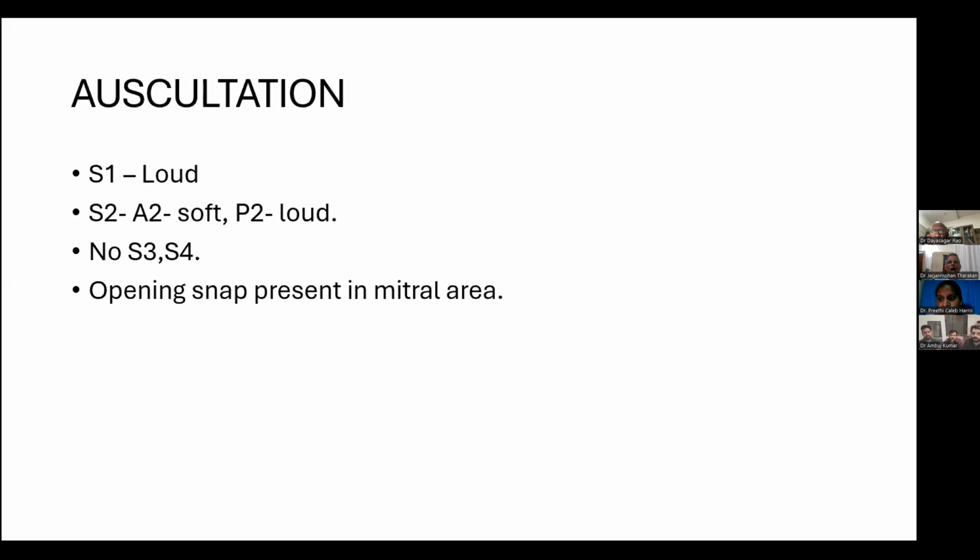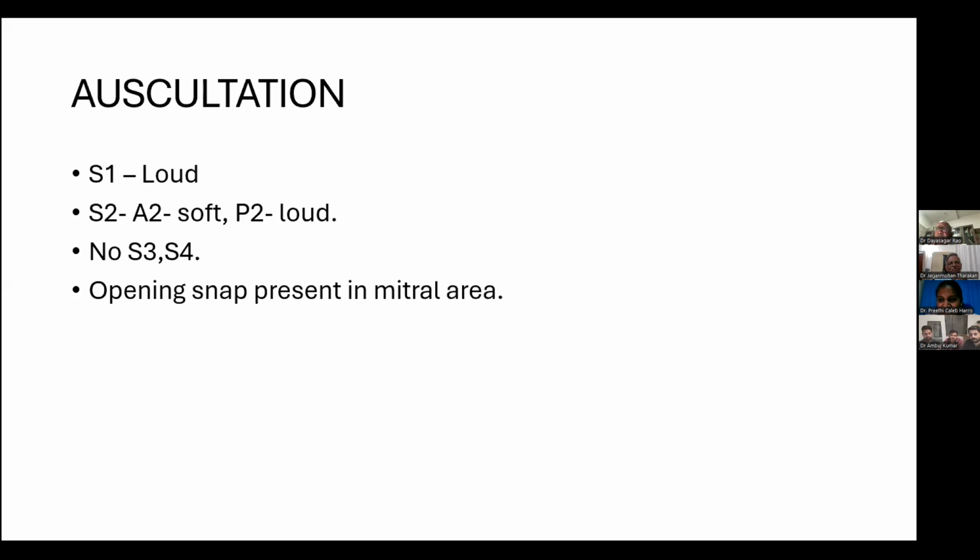Okay. Second thing is you have written down opening snap present in the mitral area. What else is important? Opening snap. What is the interval between the opening snap and the second sound? Is it close or very wide? So because the A2 was actually soft, I was not able to actually make out the A2 OS gap, sir. That's a good point.